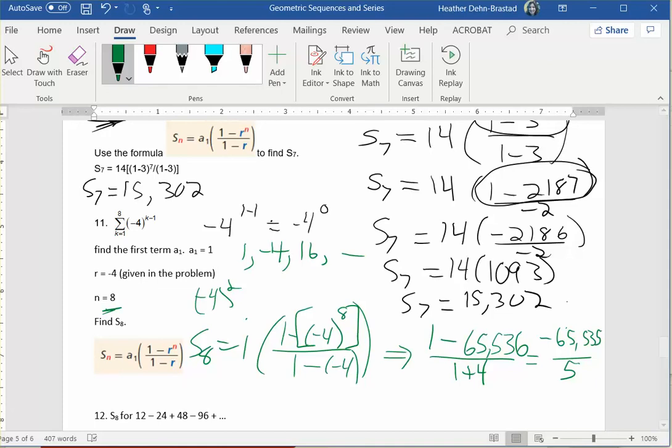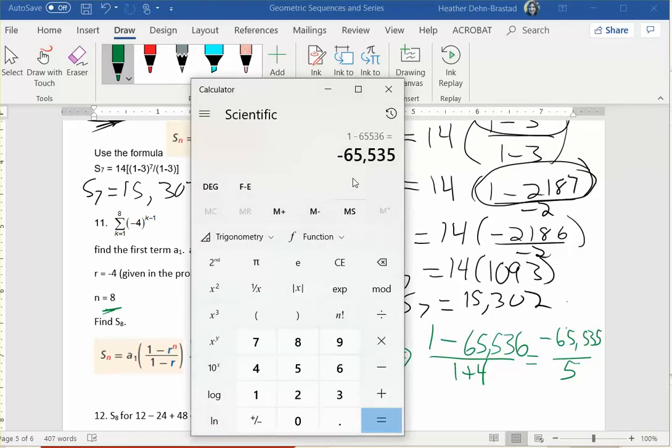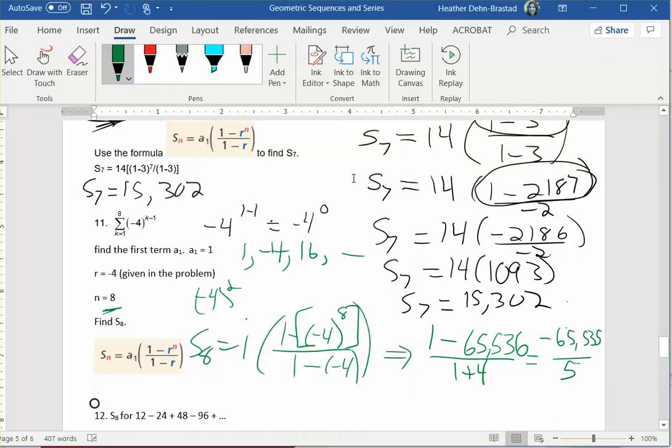All right, so now I need to take that number and I have to divide it by 5. And I get negative 13,107. Negative 13,107. And I had to multiply that by 1, but that won't change my answer. Because my first term is 1, that's why I'd have to multiply that by 1.